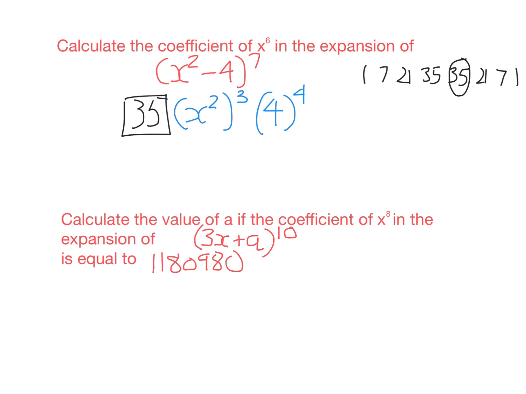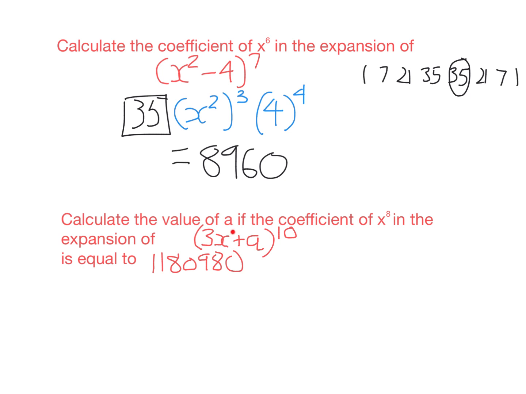Now, will it be positive or negative? So the terms will be positive, negative, positive, negative, positive. This one here will be positive. So it's going to be this term here. That's what the term will look like. So the coefficient is simply 35 times 4 to the power of 4. You can use your calculator and you get 8,960.